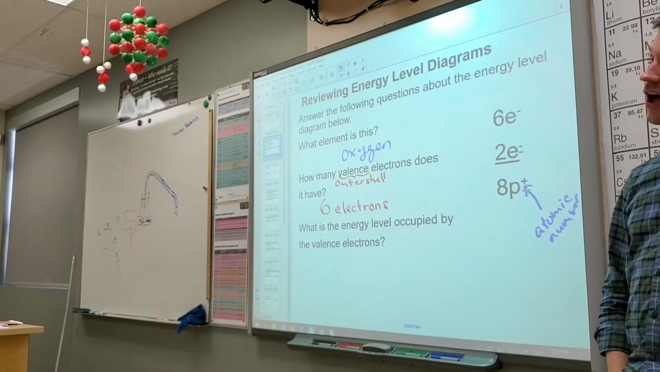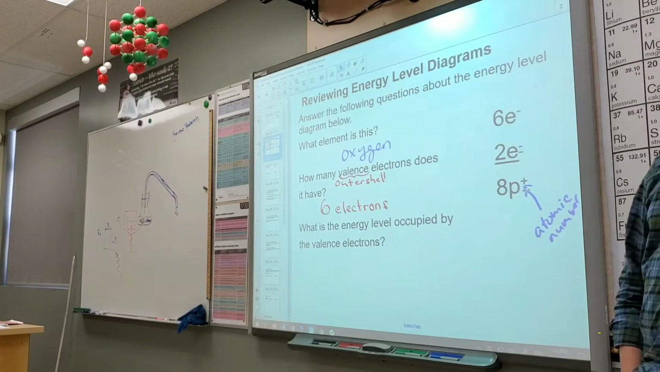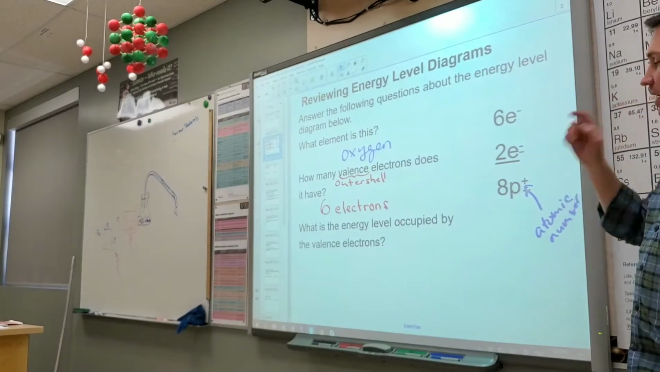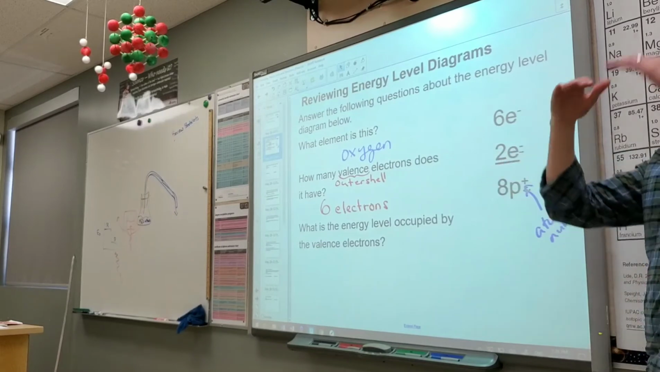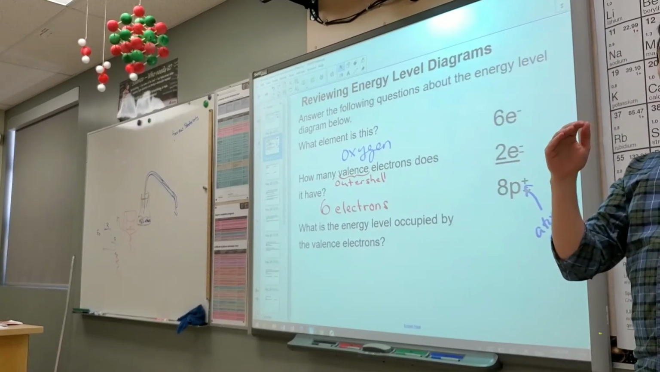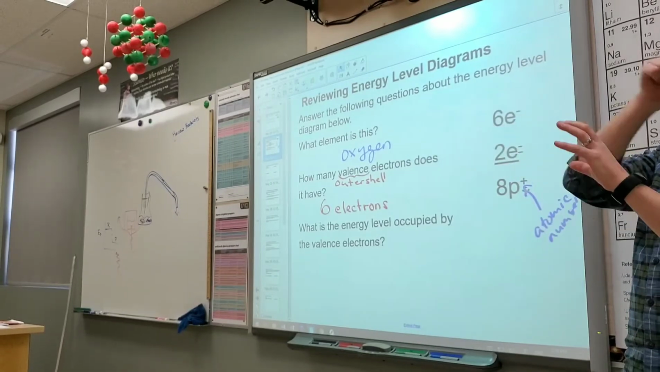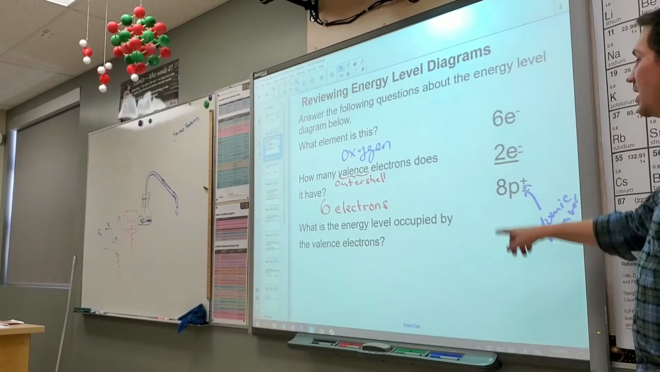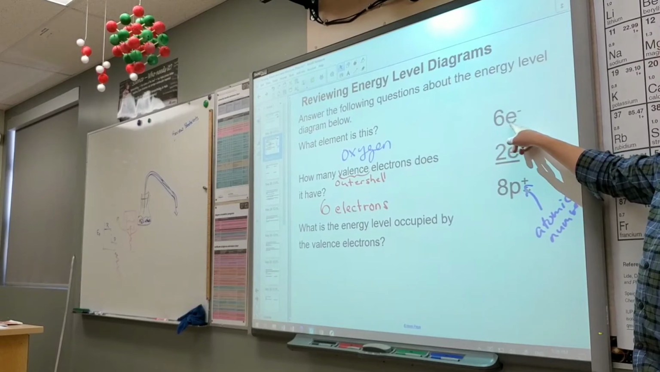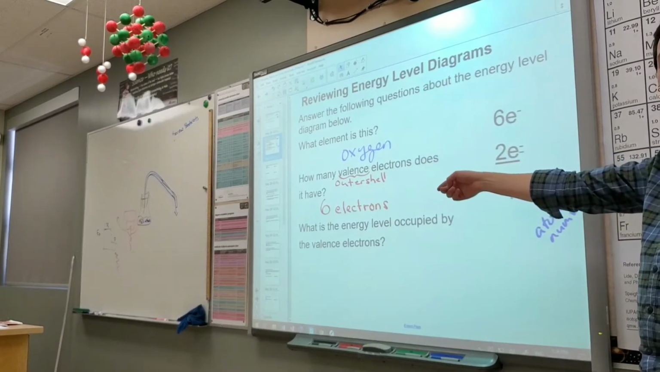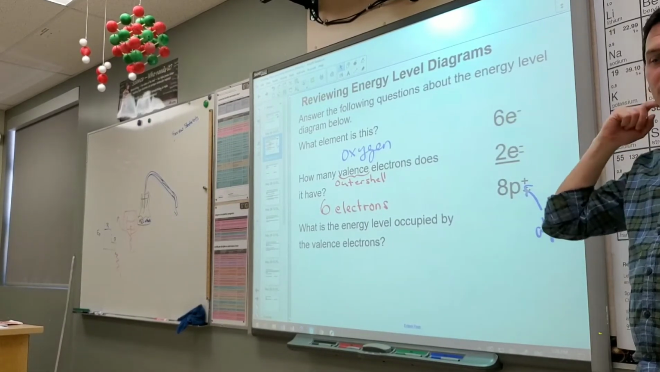There's lots of different ways to answer this question, right? It's not 8 because these 2 electrons are in a lower energy level, correct? They are held closer to the nucleus, so they're not in the same energy level as the outside ones. It's also not 8 because it's not an ion. If this was an ion, then it would have 8 electrons in its outer energy level.